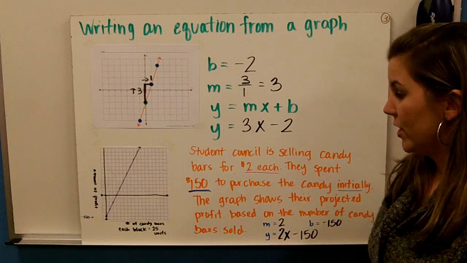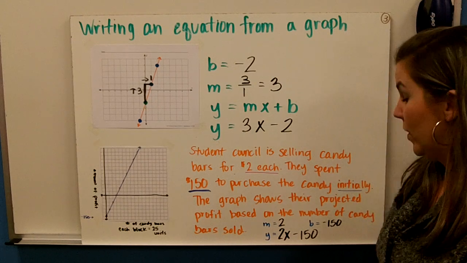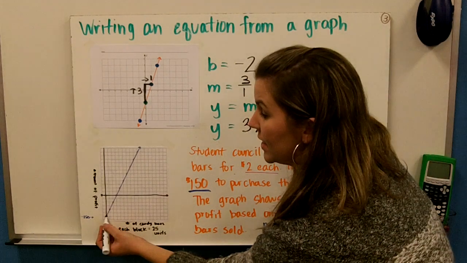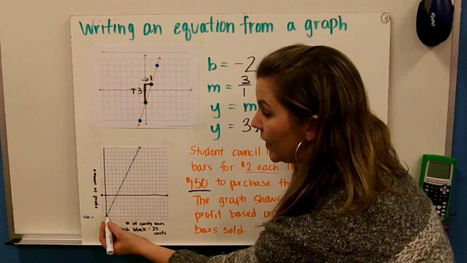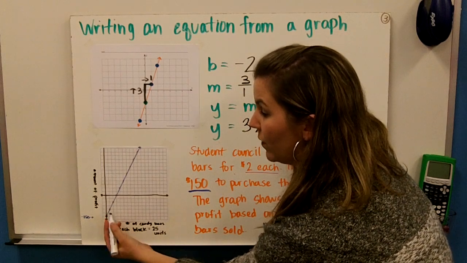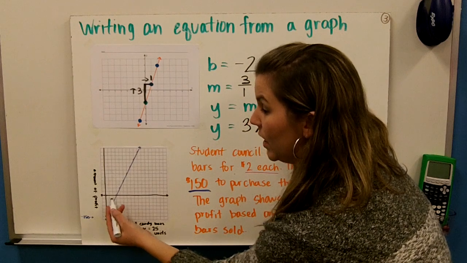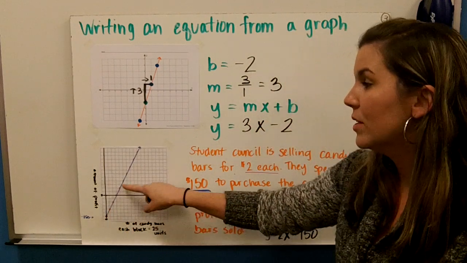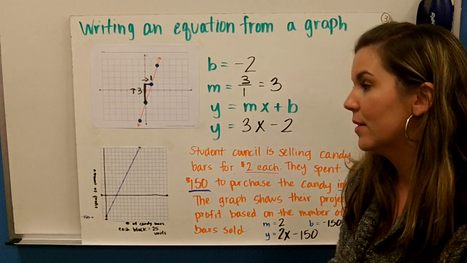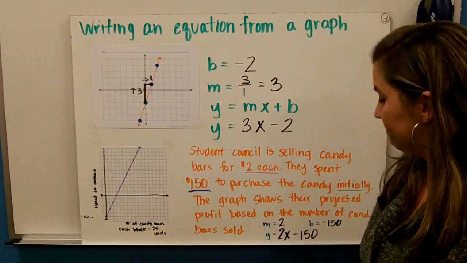When you graph an equation in slope-intercept form, you start with the y-intercept. So here is -150, and I go up 2 units, right 1, up 2, right 1, up 2, right 1. And I continue this pattern until I can't fit any more points on the graph, and then I can draw my line.